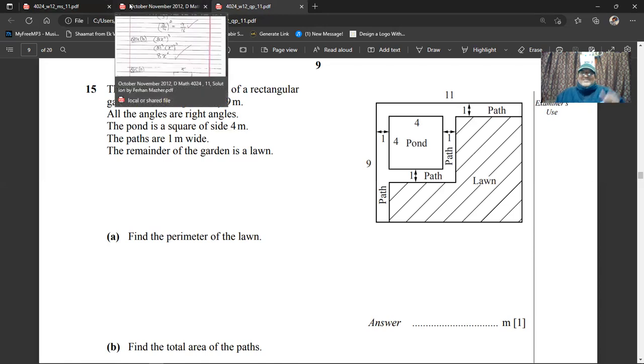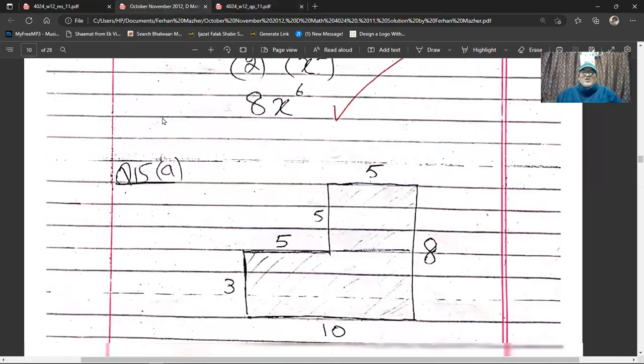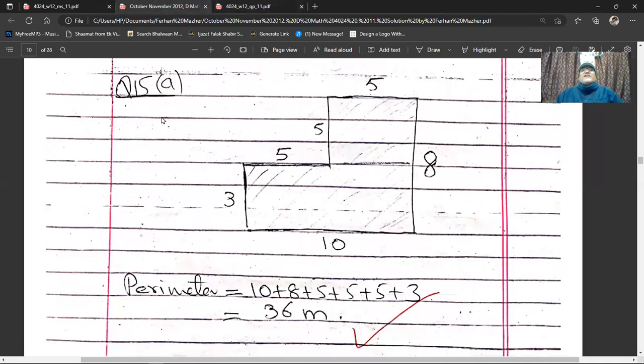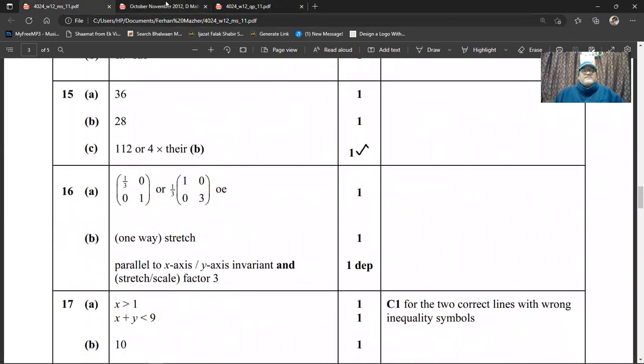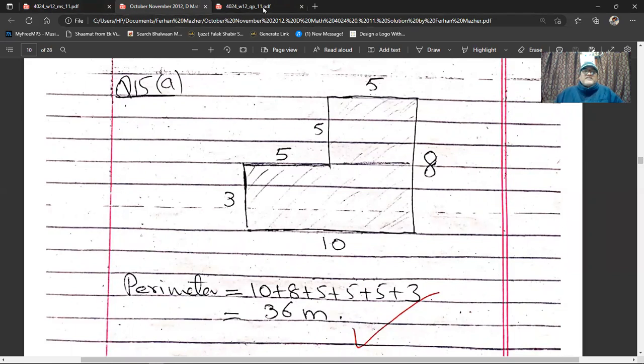So you see, I calculated the outer line of that lawn. And here you can see in the solution capture, I have written those. And I told you how to find out those lengths. So perimeter means you just add them up. So it will be 10 plus 8 plus 5 plus 5 plus 5 plus 3. So it will be 36 meters. So I think that question number 15A part, 36 meter is the right answer, sir. This is how it is done.